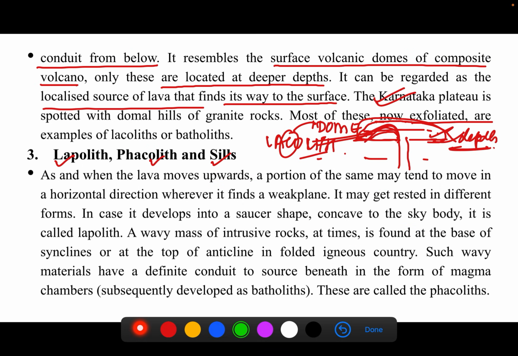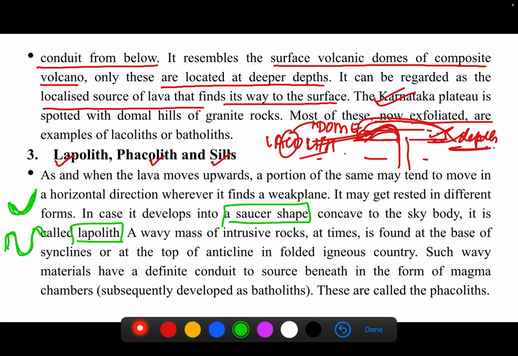Let's move forward. As and when the lava moves upward, a portion of it may tend to move in a horizontal direction. Wherever it finds a weak place, it may come to rest in different forms. In case it develops a saucer-like shape, concave to the sky, it is called a lapolith. We have seen that if it forms a saucer-like shape, it is called a lapolith.